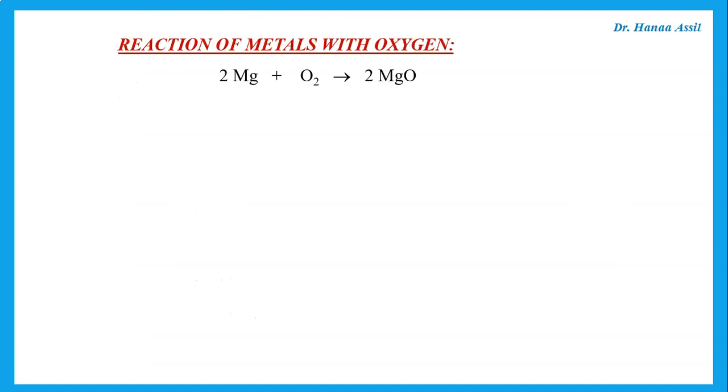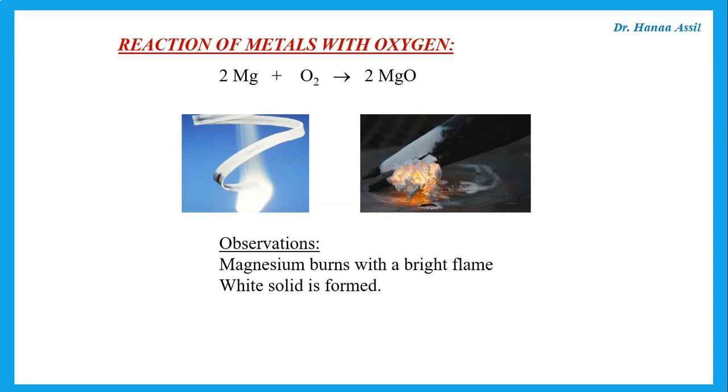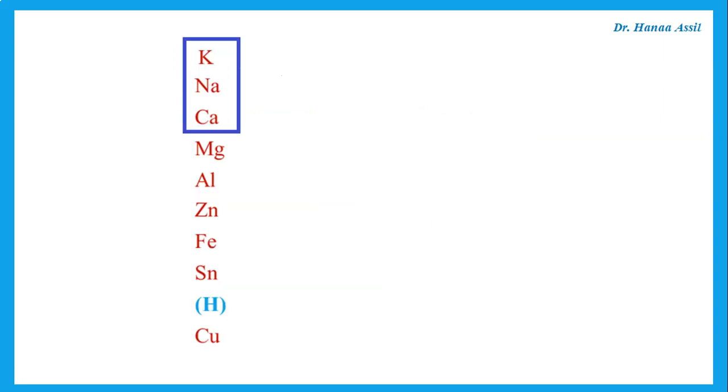You should know that all metals react with oxygen. And when they react with oxygen, they give oxide. So magnesium, for example, will burn in oxygen to give magnesium oxide. And you should realize that magnesium burns with a bright flame. And the magnesium oxide that is formed is a white solid.